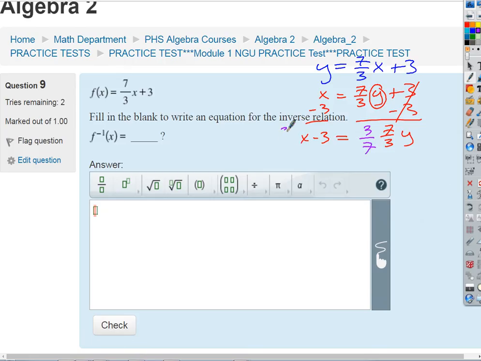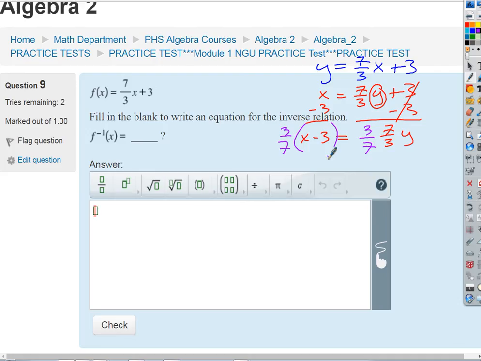Why is this wrong, though? If I enter that, I'm going to get it wrong. What did I forget to do? Parentheses. What this says is 3/7 times x only, then minus 3. But when I multiply, remember how we say this? We're multiplying both sides of the equation by 3/7. So that means I've got to multiply the whole left side, got to put it in parentheses, by 3/7.